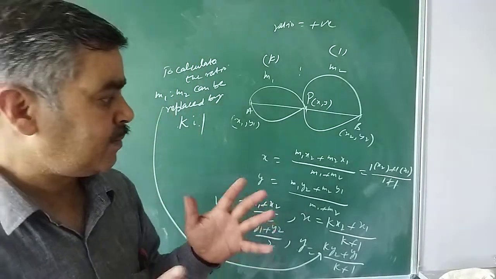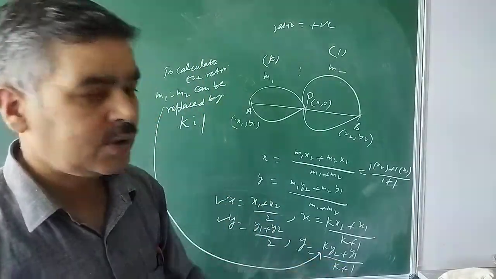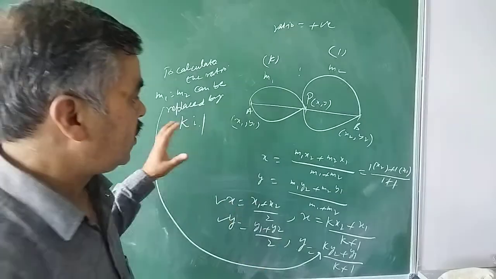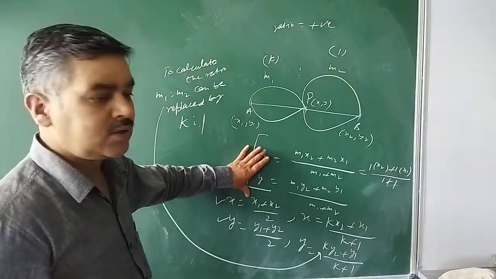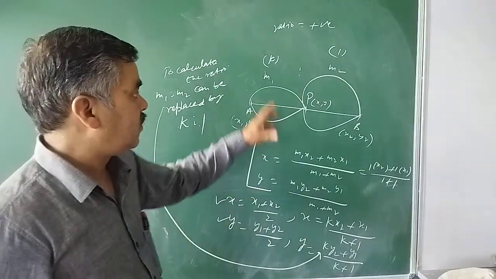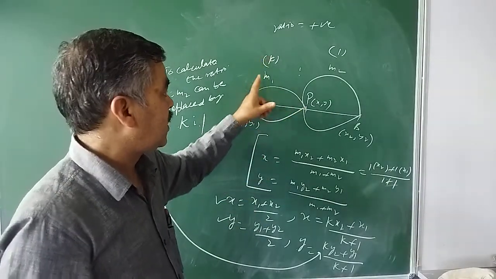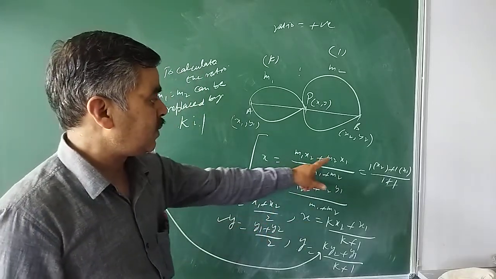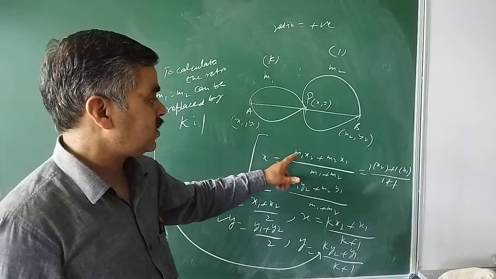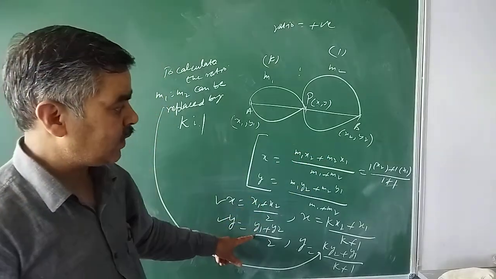So this is the part of your syllabus which we have to discuss through this exercise in 3 formats. This is the simple and direct section formula. If P is the midpoint, then this is the formula, x1 plus x2, then the ratio will become 1:1 and you will replace m1 and m2 by 1 and 1 only.